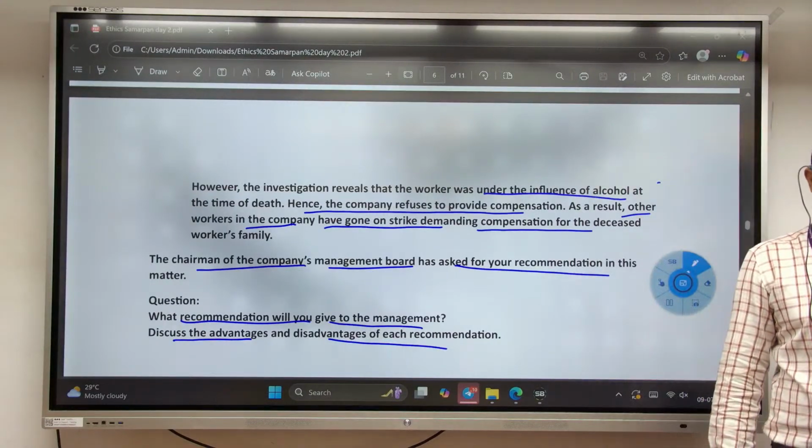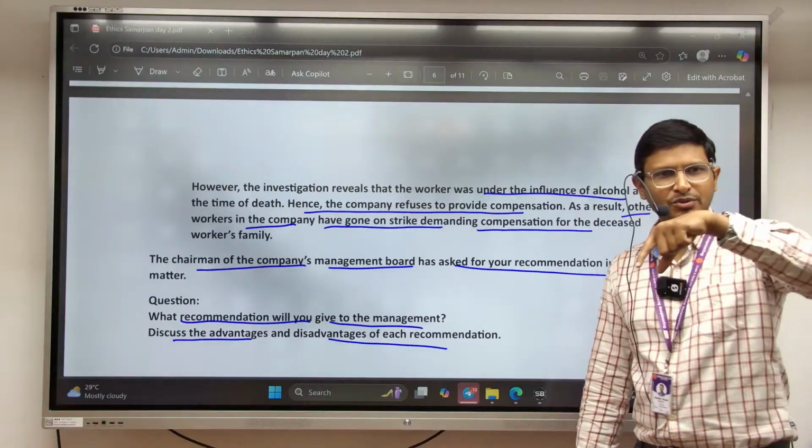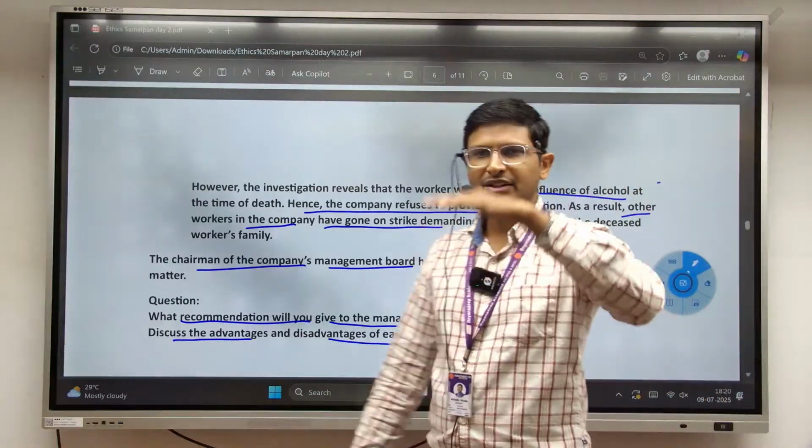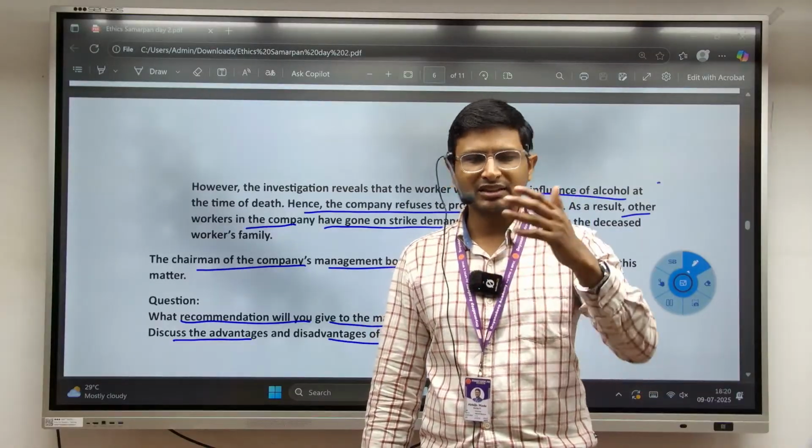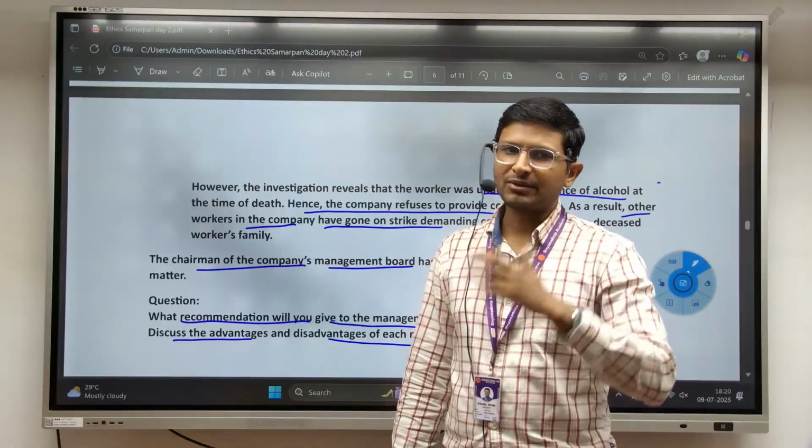Structure is same. Introduction, stakeholders you will write. Then you will write the recommendation. First recommendation, advantage, disadvantage. Second, advantage, disadvantage. Like third, like fourth, and then after that you will write the conclusion.